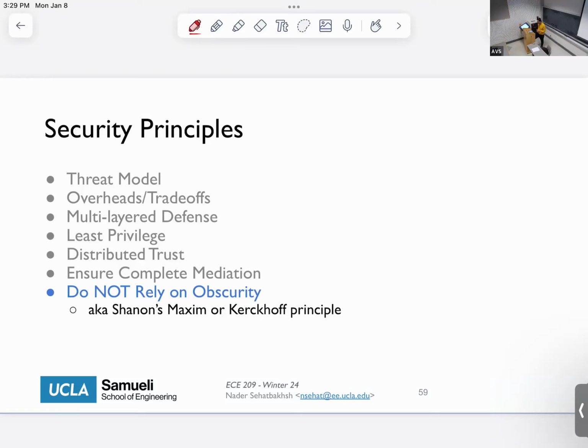Okay, so you should never rely on obscurity. Everything about your system should be open, should be known. Of course, you may want obscurity because of financial reasons or IP reasons, but for security reasons, it's better not to have anything obscure. Okay.